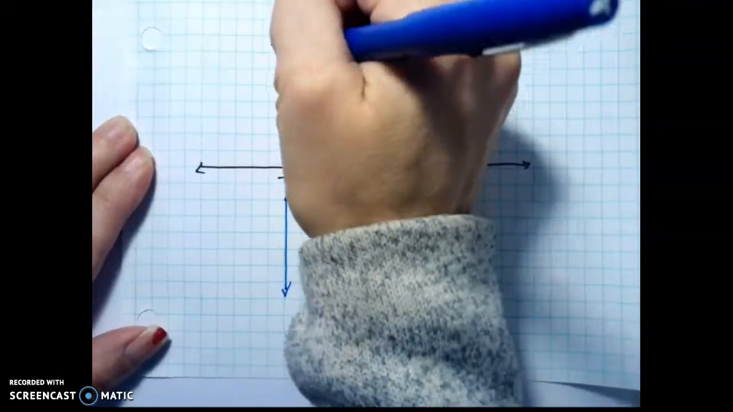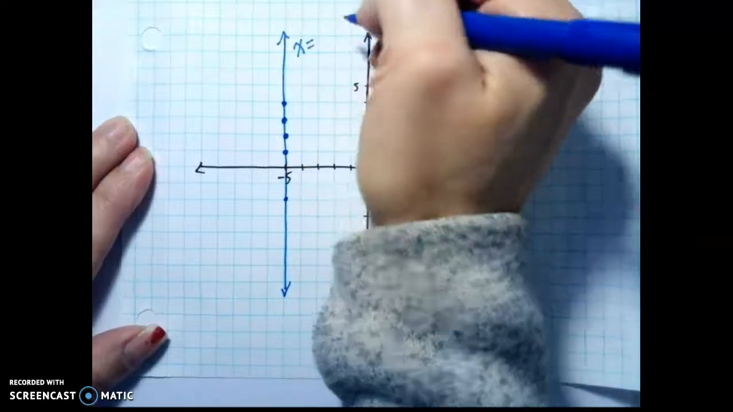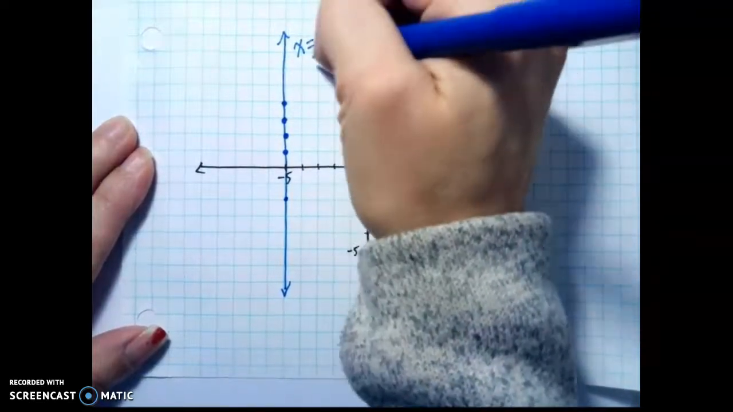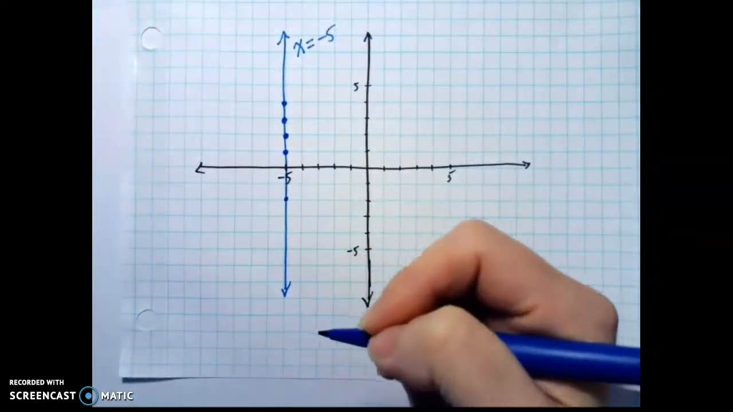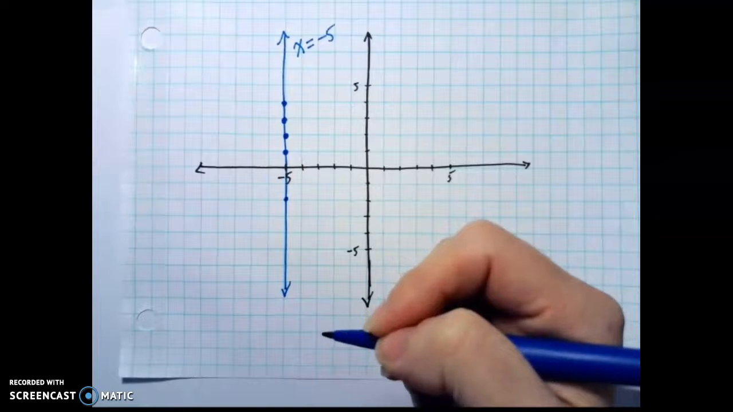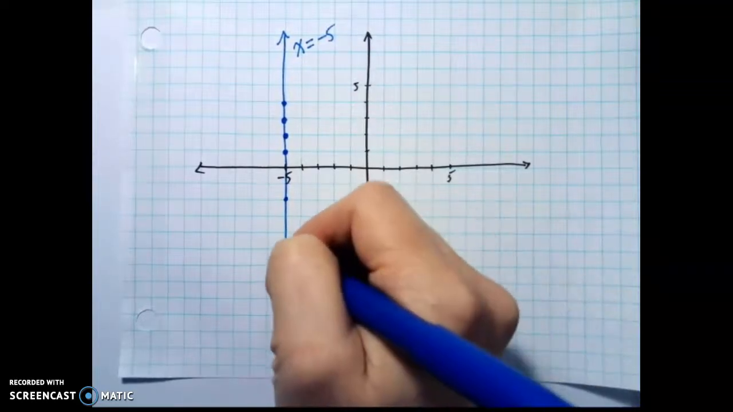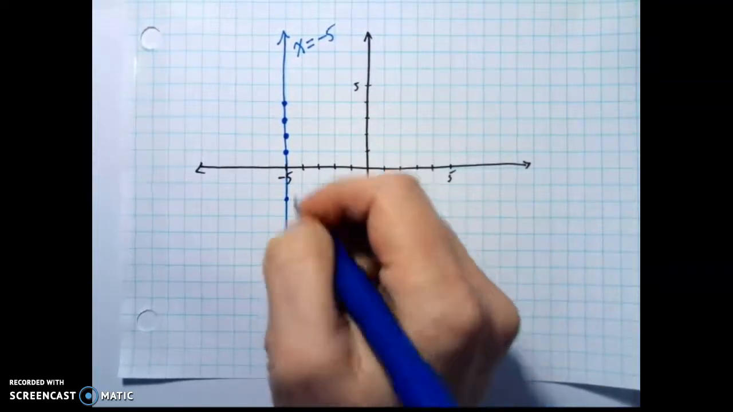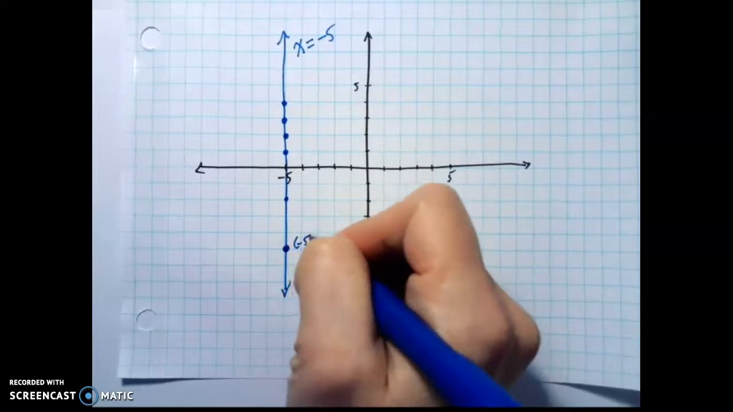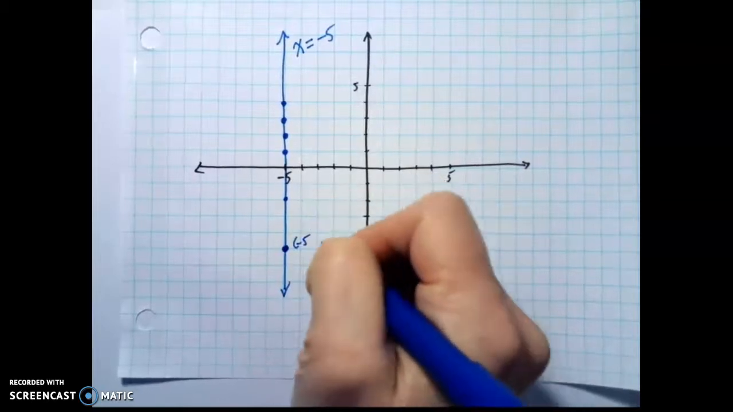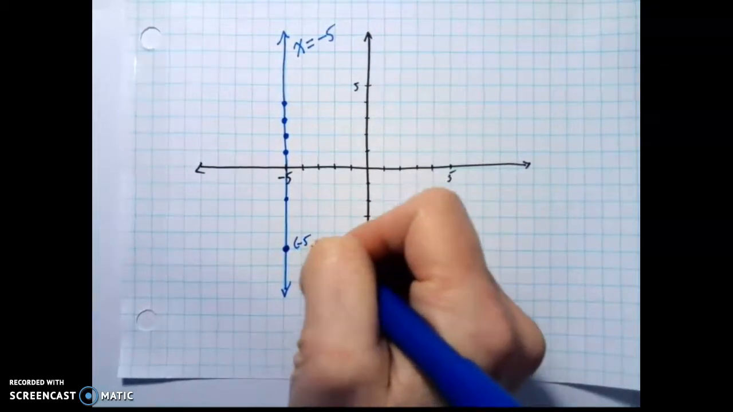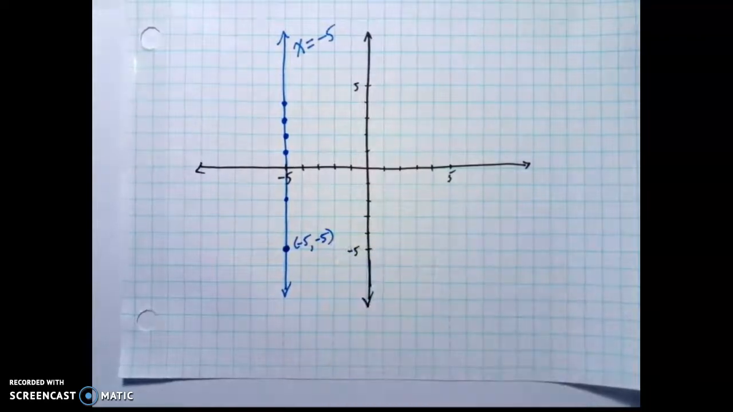So this line represents the solutions to the equation x equals -5. It represents all of the ordered pairs that have an x coordinate of -5. Any ordered pair I pick and locate has an x coordinate of -5 and then some other y coordinate. This one that I picked happened to also have a y coordinate of -5.